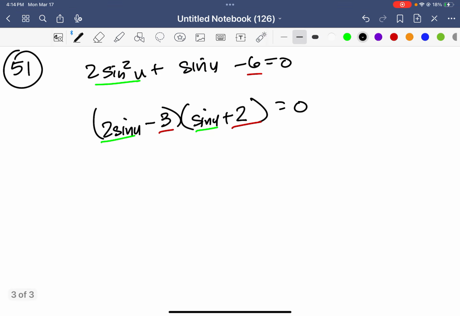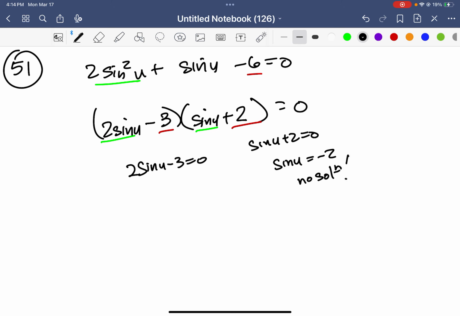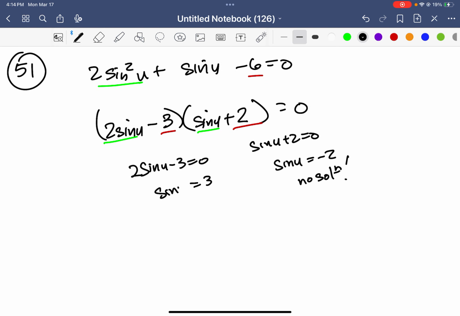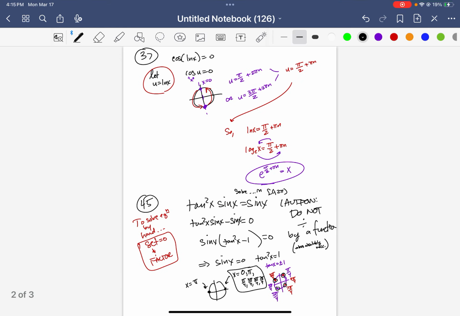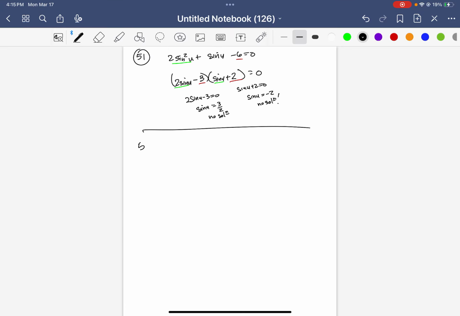Okay, so that means that either 2 sine of u minus 3 equals 0, or sine of u plus 2 equals 0. So either the sine of u is equal to negative 2, which has no solutions, because the most negative sine ever is negative 1. And then this is saying that the sine of u is equal to 3/2. That also has no solutions, because the largest positive that sine ever is 1. So this thing has no answers. So that's 51. Let's look at 53, and we're almost done.